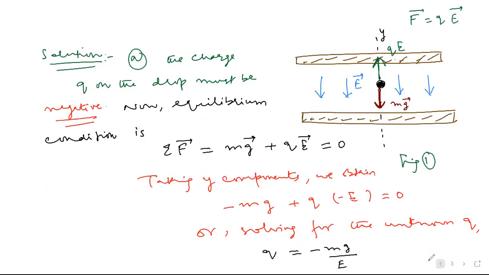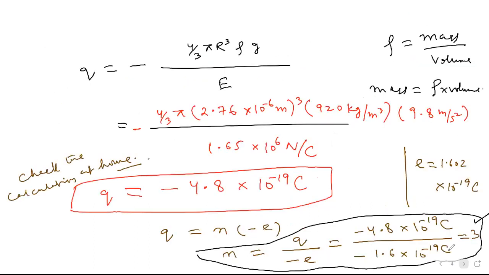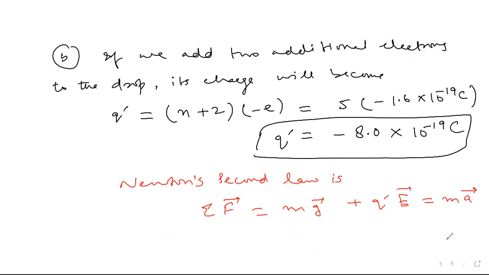Remember, when we wrote Newton's second law in part A, we equated it to 0 because the drop was in equilibrium, its acceleration was 0. Now equilibrium is disturbed, it has acceleration, and we have to solve for that acceleration. So we wrote net force is equal to mass times acceleration. Net force is the sum of two forces, weight mg and q prime E, which is the electric force.